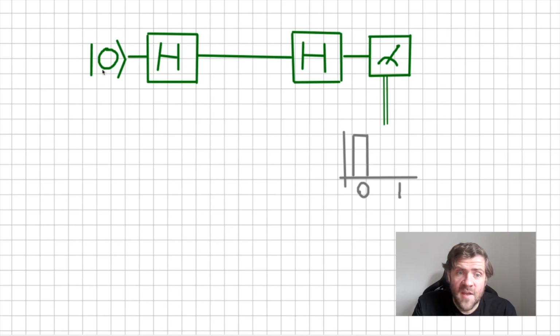Similarly, if the input was a 1, which we can prepare by doing an XOR gate to flip this initial 0 to a 1, what we would find is that it would 100% come out as a 1. These two Hadamards seem to undo each other. Now there is a way to get our classical intuition back, and that is to insert another measurement gate in this gap here.